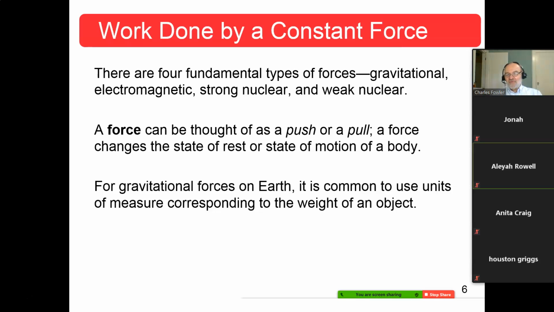For gravitational forces on Earth, it's common to use the units of measure corresponding to the weight of an object, okay? Now, that is a weird way to express it. What they're basically saying, weight is the force. The force due to gravity pulling something downward, that is the weight of an object, okay?